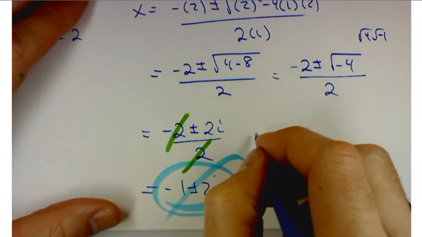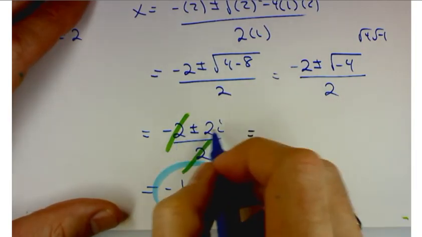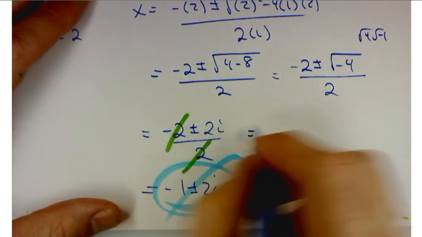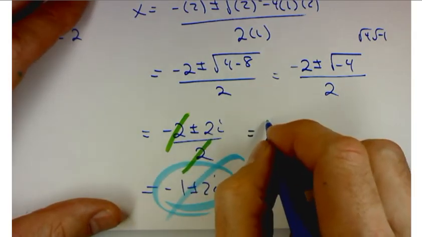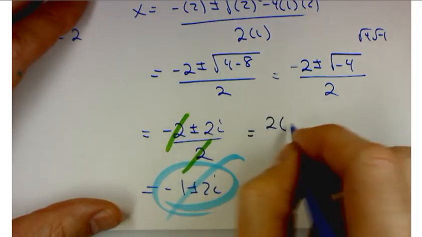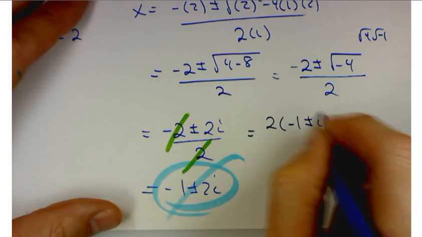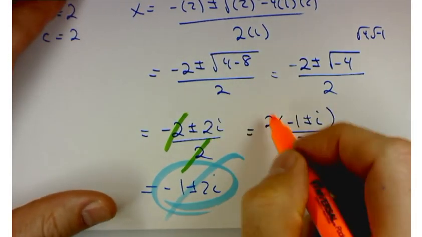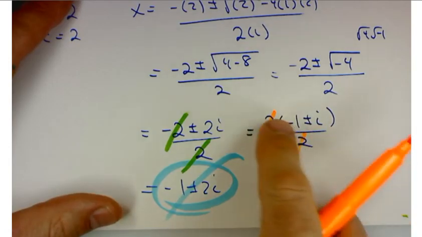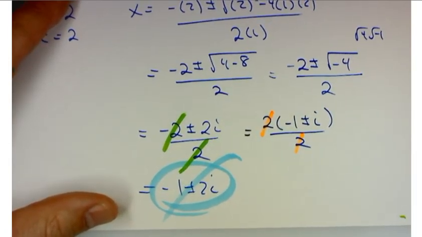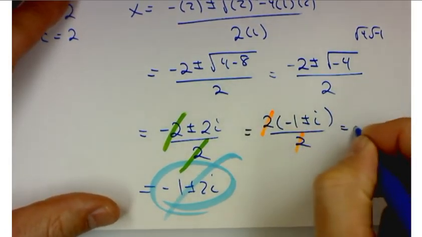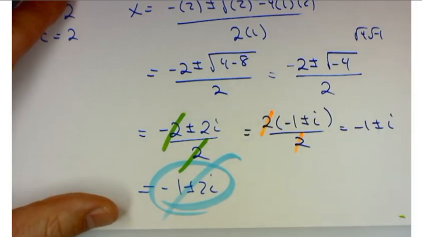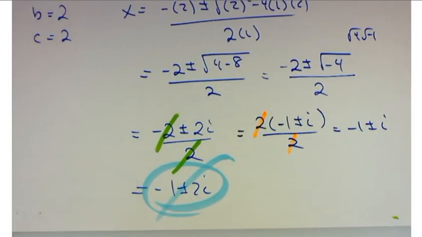What you should do is factor out the GCF in the numerator. So I can factor out a 2. That's going to leave behind negative 1 plus or minus i over 2. And now I can cancel, because I'm not canceling into a parenthesis. So I'm left with negative 1 plus or minus i. So that's one way to handle this.